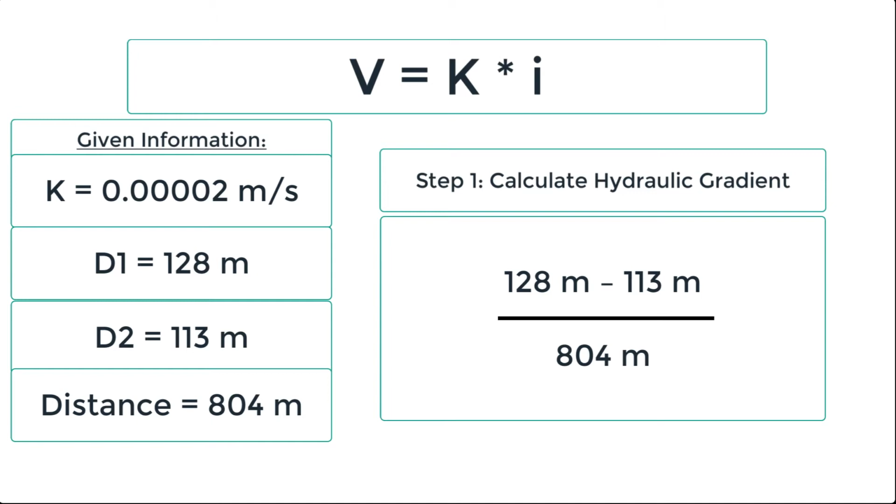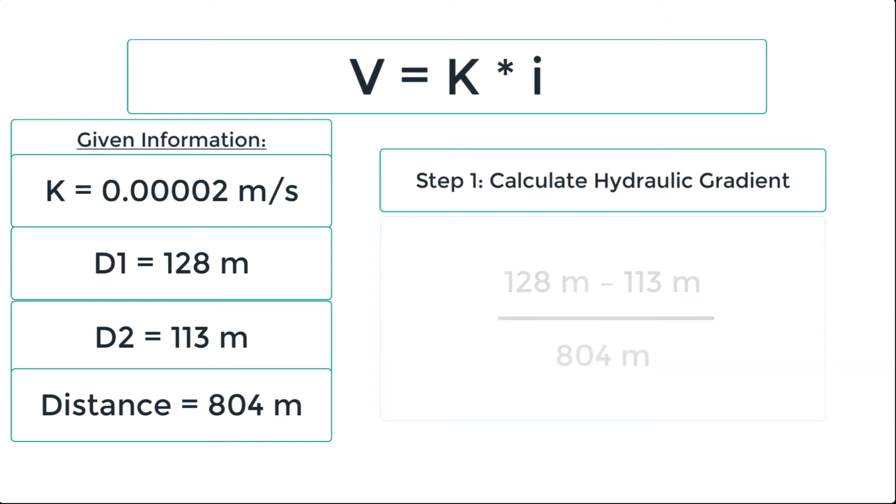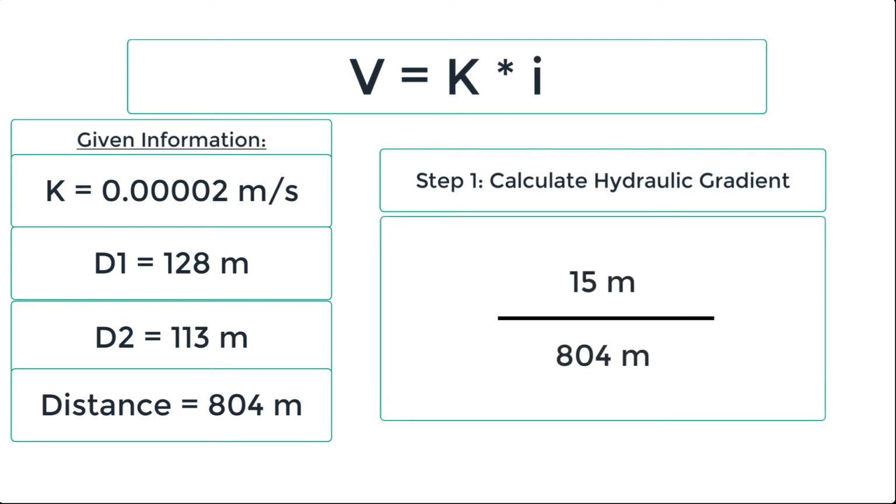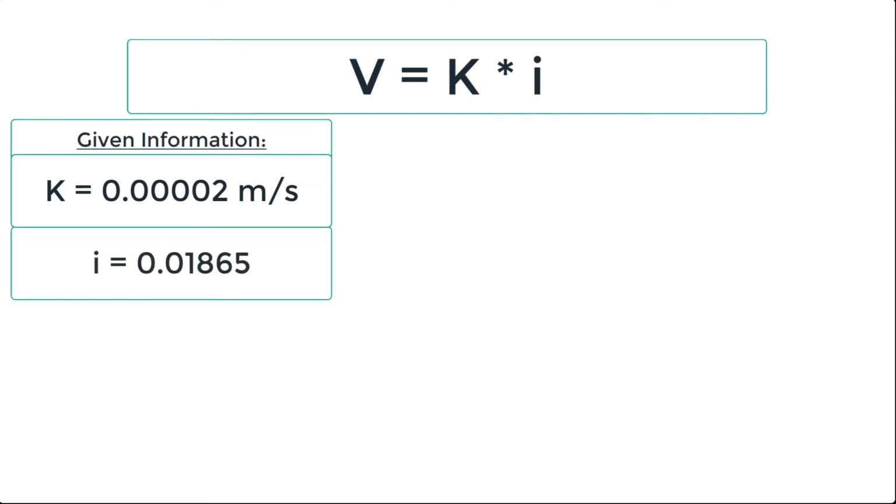So we take the elevation differences between drill hole 1 and drill hole 2 and divide it by the distance that separates them. So 15 meters elevation difference divided by 804 meters, which is the distance between them, gives us a hydraulic gradient of 0.01865. So this is our I value. So we can replace the information that we were given with the I that we have calculated.